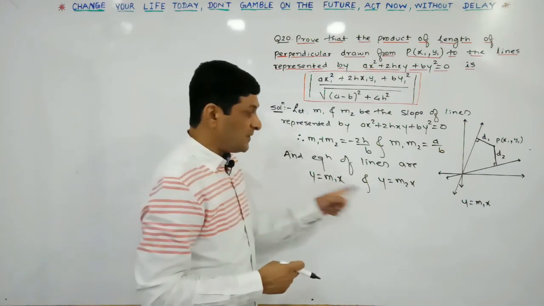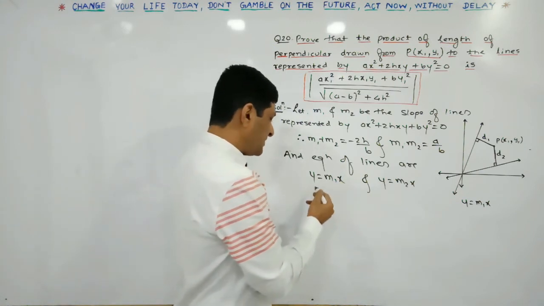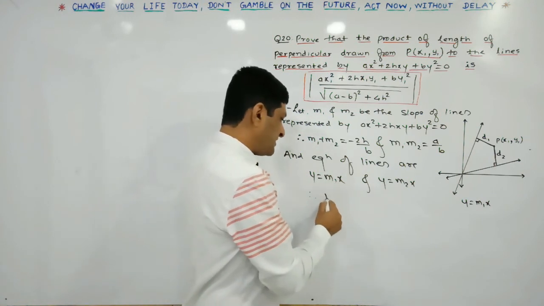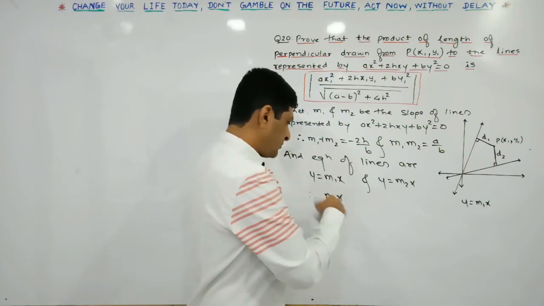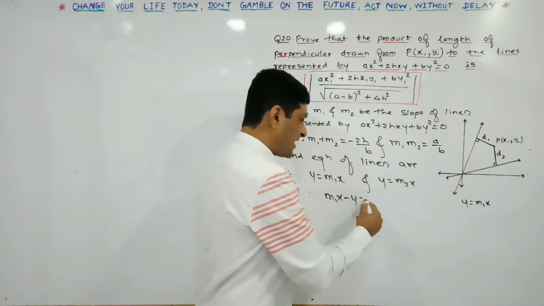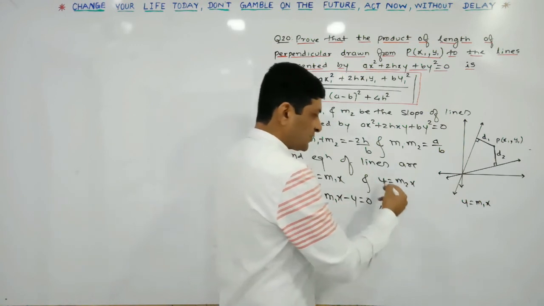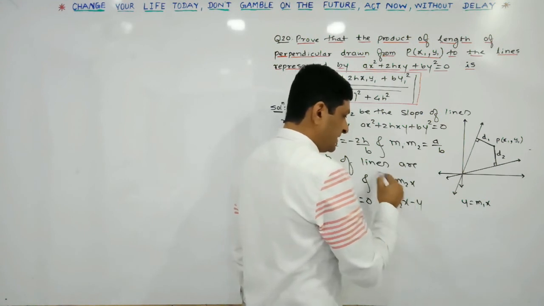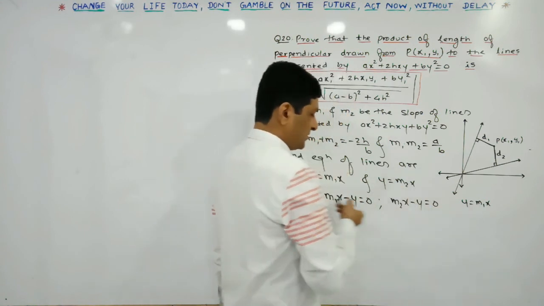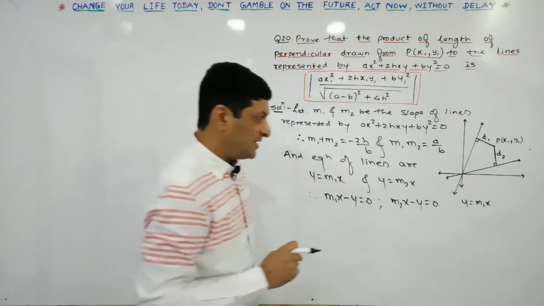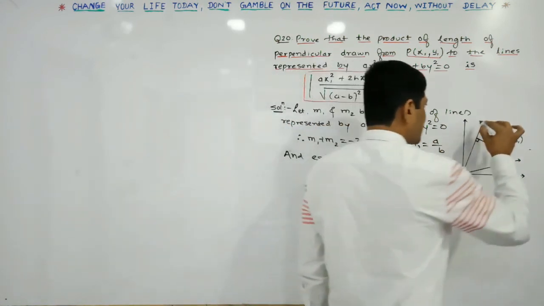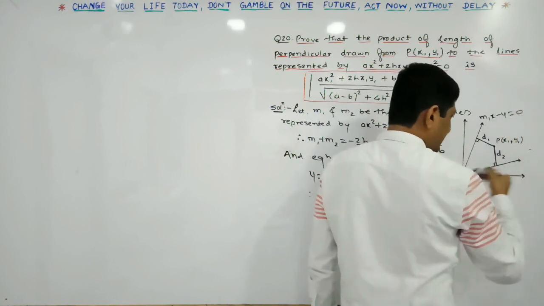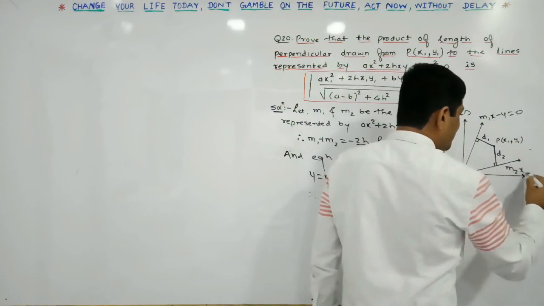Once the equations are known to us, write them in standard, general form. First write the term of x, that is m1x plus y; on this side plus y will become minus y, and on the other side write 0. Similarly, for the second line, the remaining term will be equal to 0. So the equation of the first line is m1x minus y is equal to 0, and the equation of the second line is m2x minus y is equal to 0.